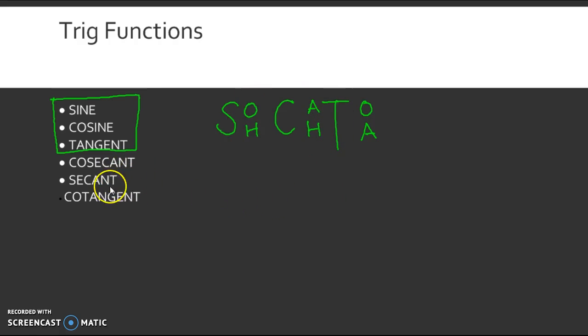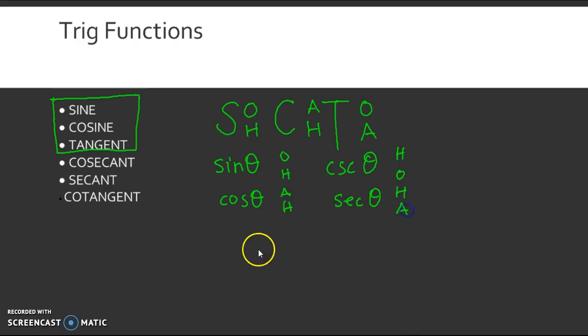Then we have cosecant, secant, and cotangent. So sine is opposite over hypotenuse, and then cosecant is the opposite of that, so it's hypotenuse over opposite. Cosine is adjacent over hypotenuse, and secant is opposite that, so it's hypotenuse over adjacent. And then tangent is opposite over adjacent, and cotangent is the reverse of that, so it's adjacent over opposite.